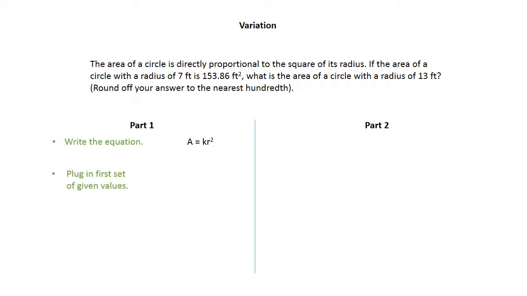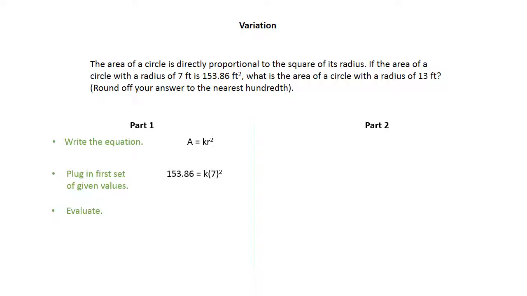The next thing we want to do is plug in the first set of given values, and typically that's the next piece of information in the problem. If the area of a circle with a radius of 7 feet is 153.86 feet squared. The numbers they gave us: the radius of 7, so we're going to plug in 7 for r, and the area is 153.86. Those are the two numbers that we want to plug into our equation.